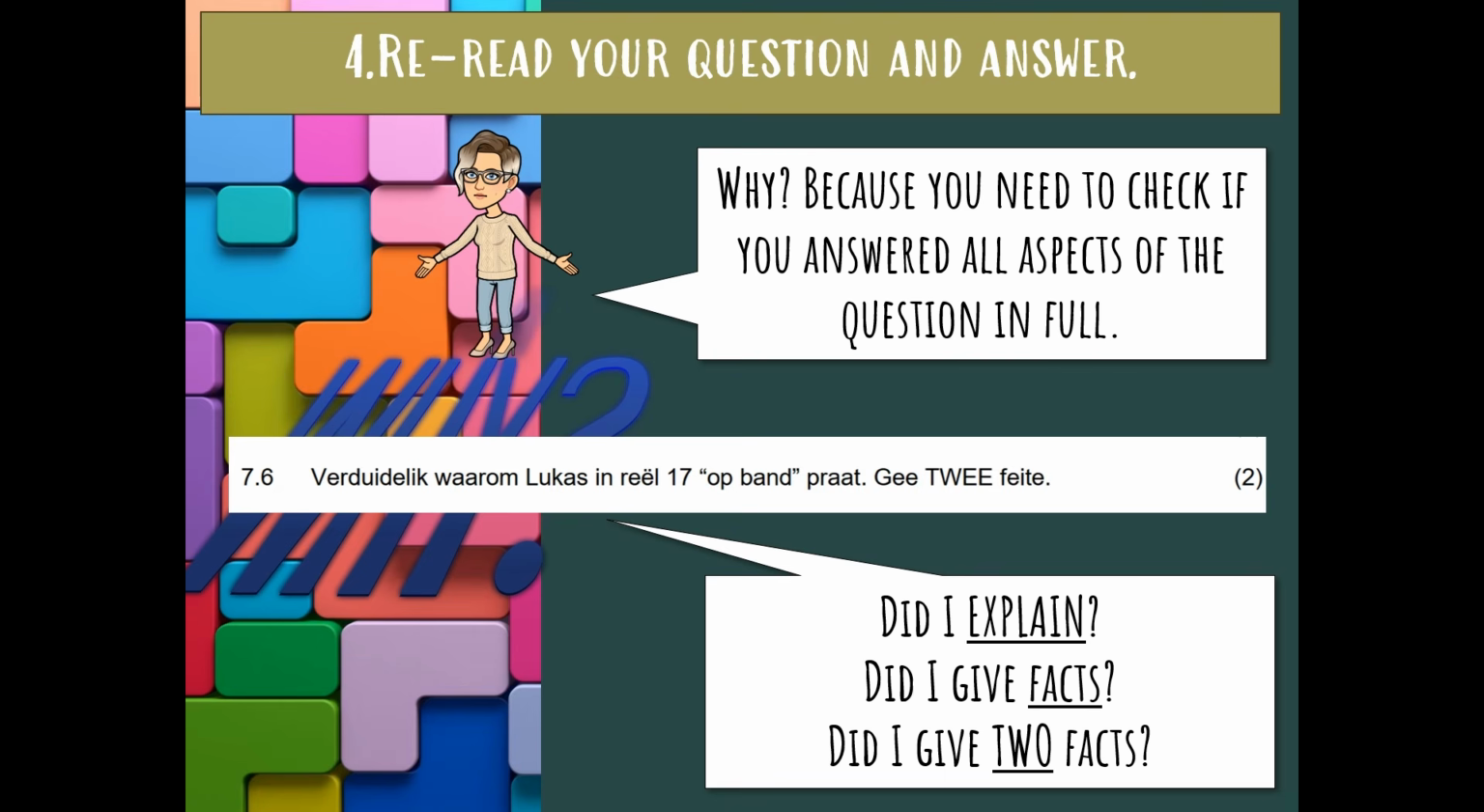So now we need to look at, first of all, looking at that question. What is the question word? The question word is verduidelik. So in my answer, did I explain? A second word you can spot there is feite. Feite is facts. Did I give facts or did I give my own opinions? And secondly, did I give 2 facts? Because that is what they are asking. So this is how you need to go through your questions as you are answering them. I hope that helped, guys.